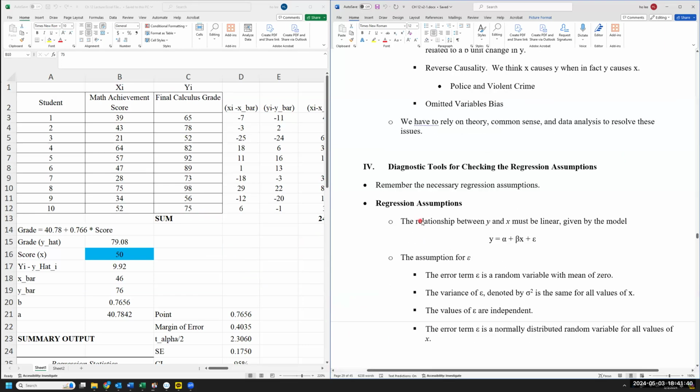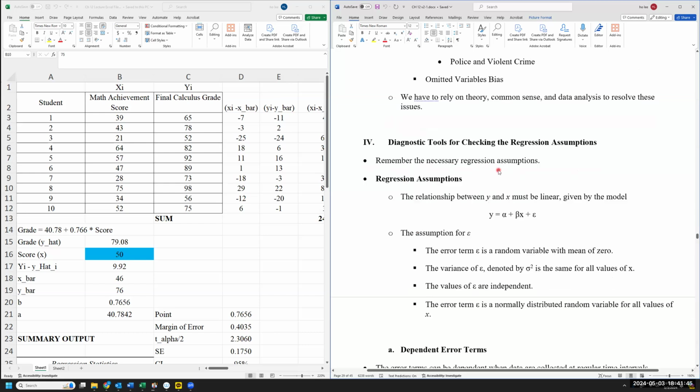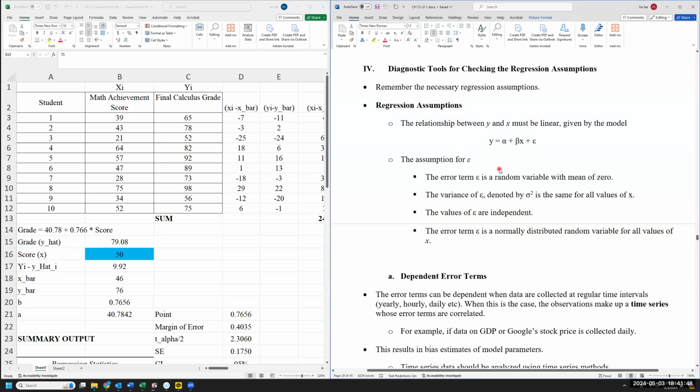And let's go to section 4, diagnostic tools for checking the regression assumptions. We had some regression assumptions, and we're going to go through certain tools that exist for us to check whether these assumptions that we make to do our regression analysis are violated. All right, so let's go through the regression assumptions. Remember our relationship between y and x. Y is linearly related to x. We have y is equal to alpha plus beta x plus epsilon.